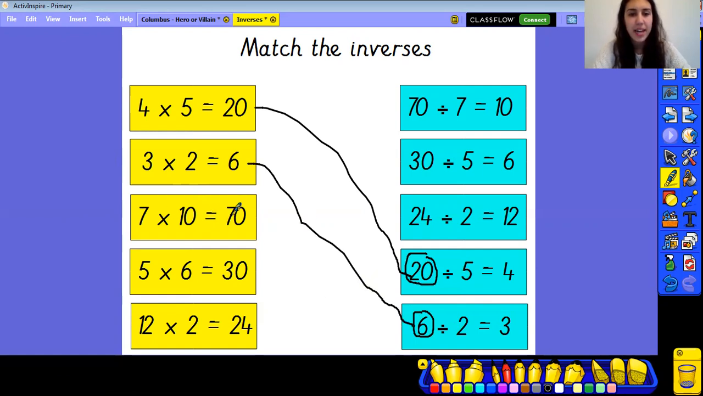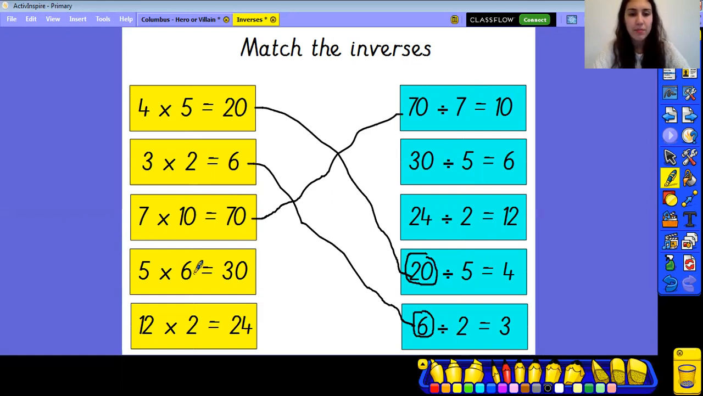7 times 10 equals 70. So 7 10 times, or 7 groups of 10, equals 70 as its whole. We are looking for a division that has 70 as its whole. And we can see this one has 70 as its whole. And we're dividing it by 7. And we would get 10.